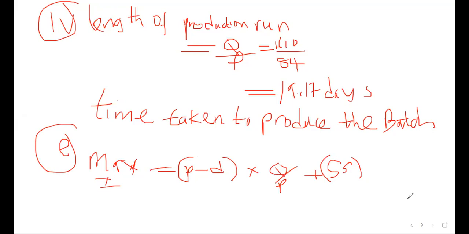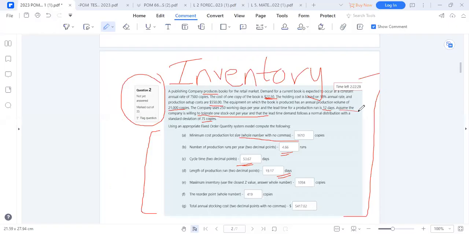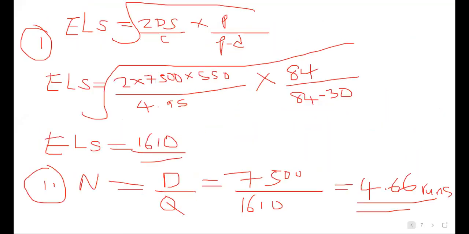So here, they have told us in the question that they assume the company is willing to tolerate one stock out per year, meaning that among the production runs that they have, 1 out of how many times they are going to produce, they may not produce. This is number of production runs. So there are 4.66 production runs. So 1 out of this is the probability that they will not produce. 1 out of this is probability of stock out.